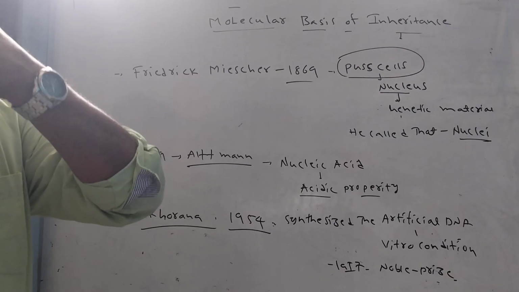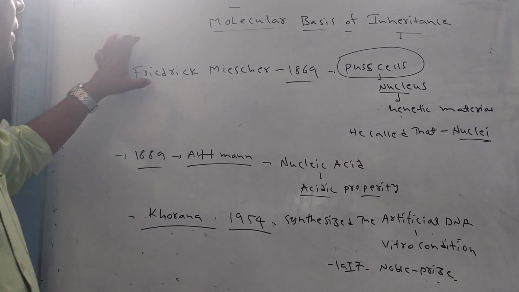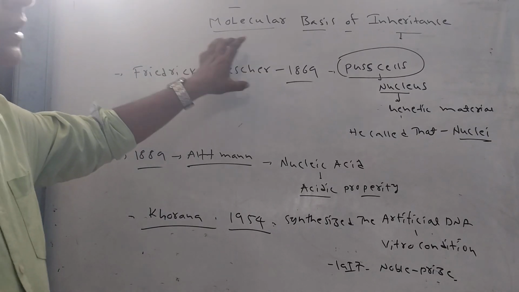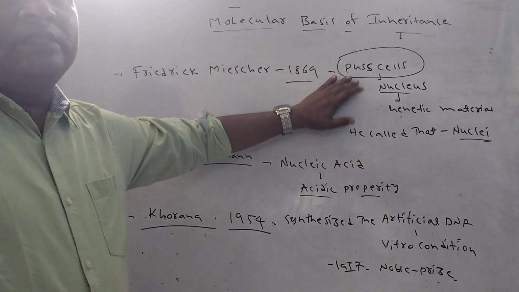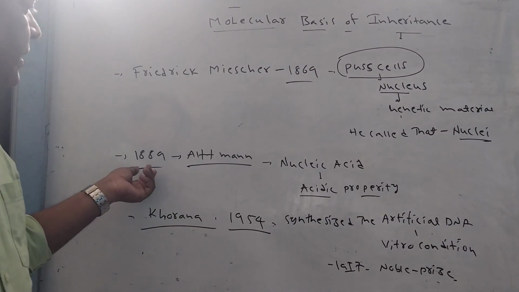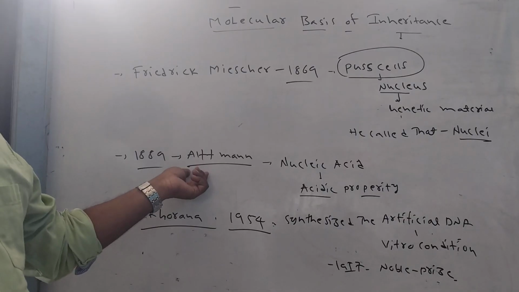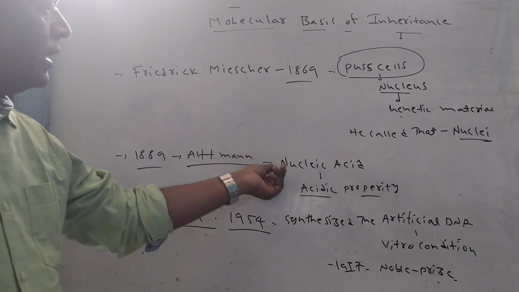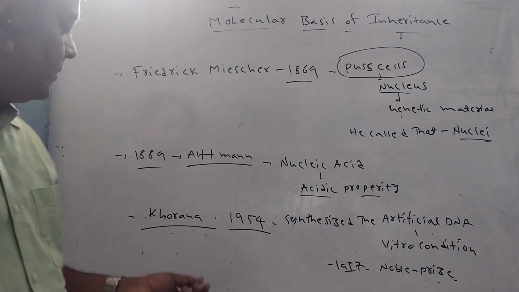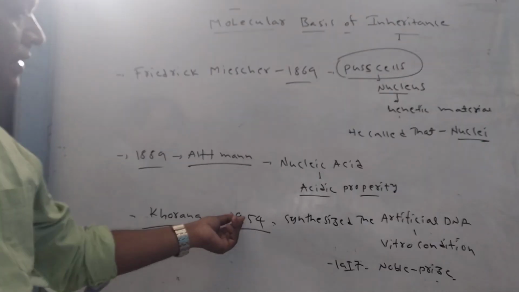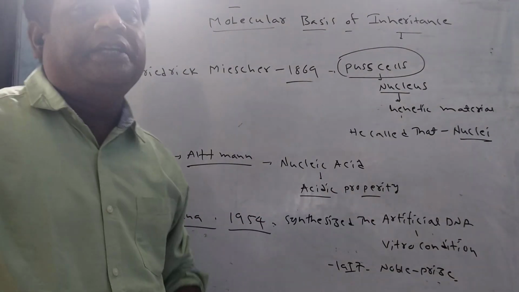These are the scientists given in NCERT: Friedrich Miescher in 1869 in pus cells; then in 1889, Altman, who gave the name nucleic acid; and then Khorana, who in 1954 synthesized artificial DNA.